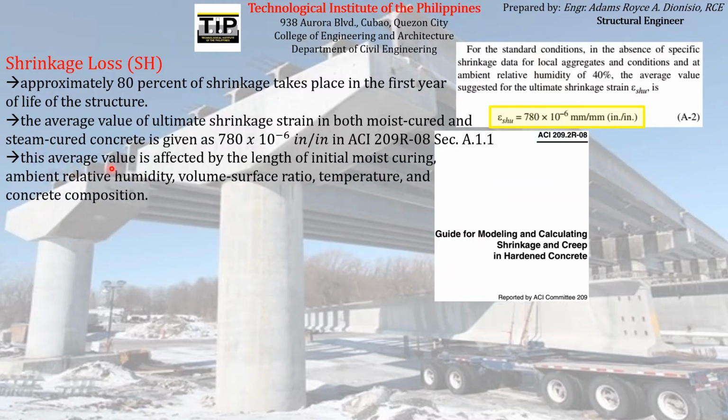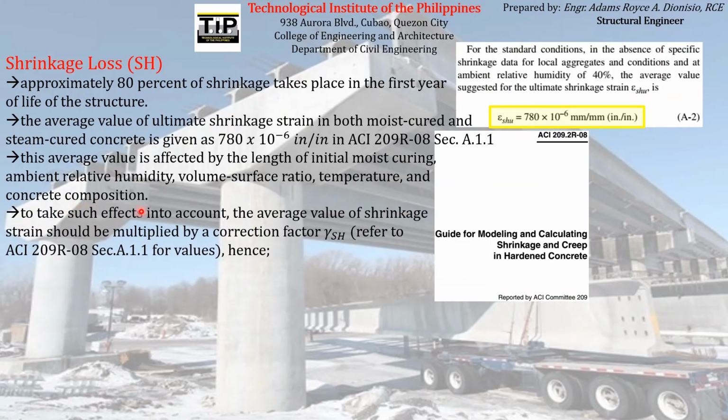So this average value is affected by the length of initial moist curing, ambient relative humidity, volume surface ratio, temperature, and concrete composition. To take such effects into account, the average value of shrinkage strain should be multiplied by a correction factor gamma SH, which can be found on ACI 209R-08 section 8.1.1. You can find the values of this there.